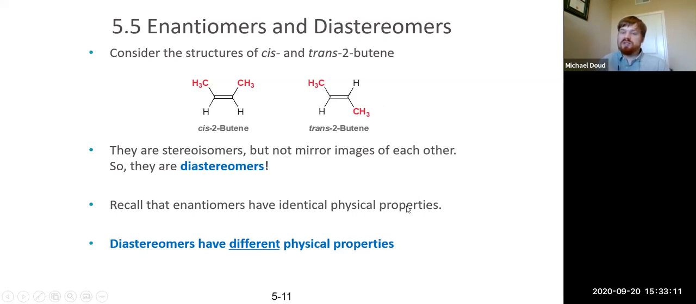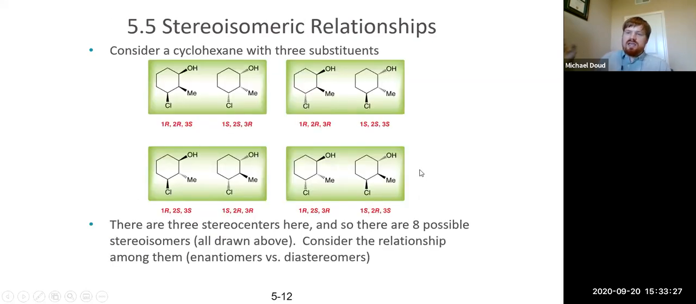Enantiomers have the same physical properties. Diastereomers have different physical properties. So in order for your stereoisomer to have the same physical properties, it's got to be an enantiomer, an exact mirror image. And what that really means is that each of the stereocenters in a given compound, each of the chiral centers, has to be flipped.